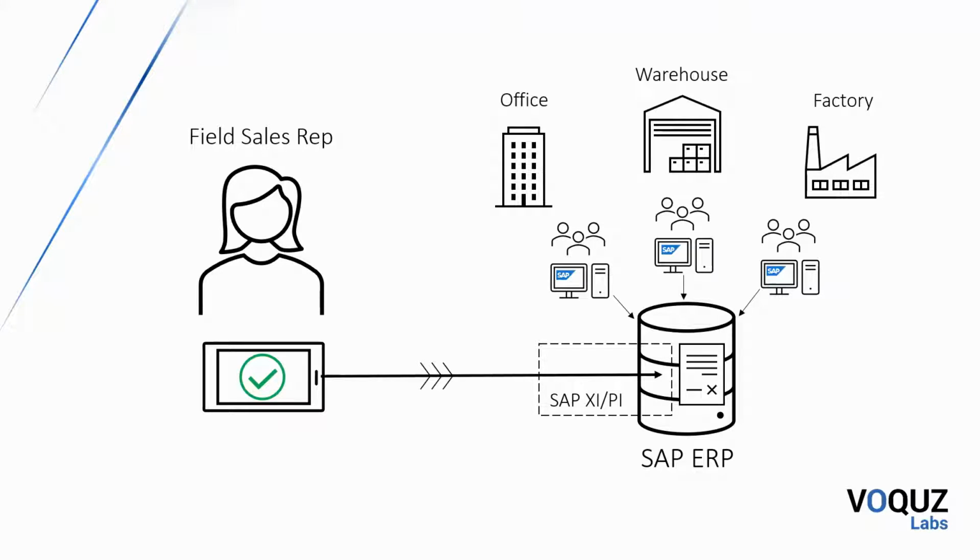Here the field sales rep is using SAP indirectly and would need a named user license. In terms of the digital access licensing model, the sales order would be counted as a digital document and the user would not need a named user license.